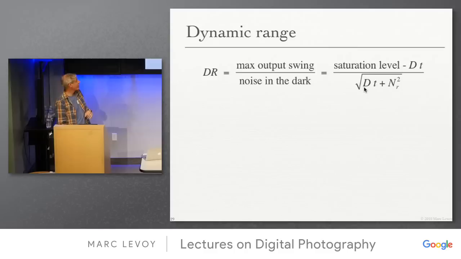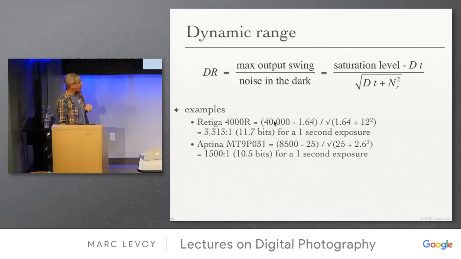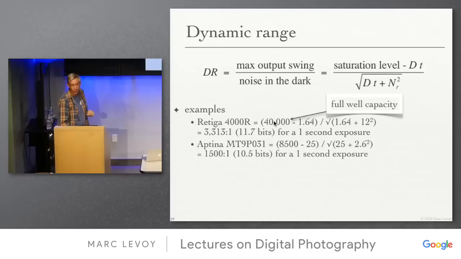Okay? So let's look at what that is. So for the Retiga, that's the scientific camera, its full well capacity is 40,000 electrons. So each pixel can hold 40,000 electrons before it's just white.